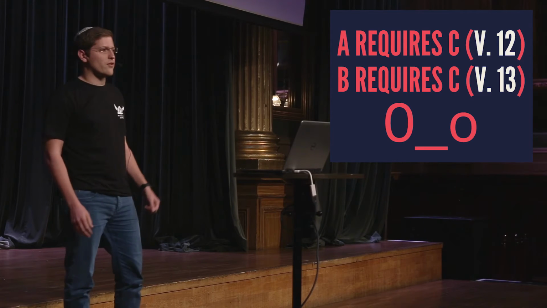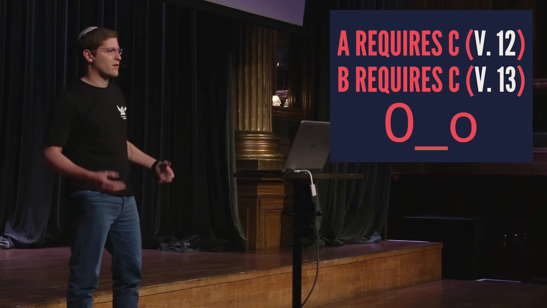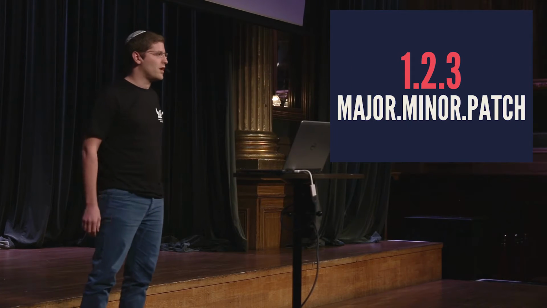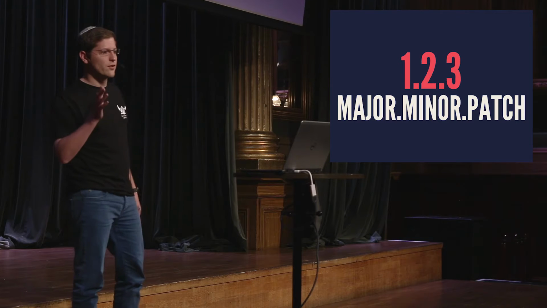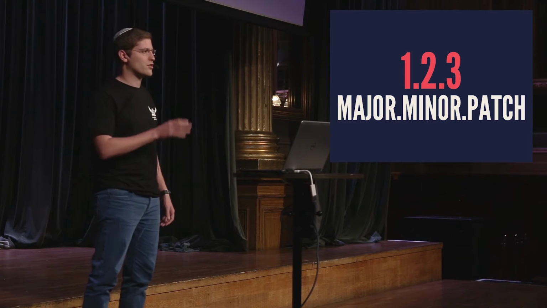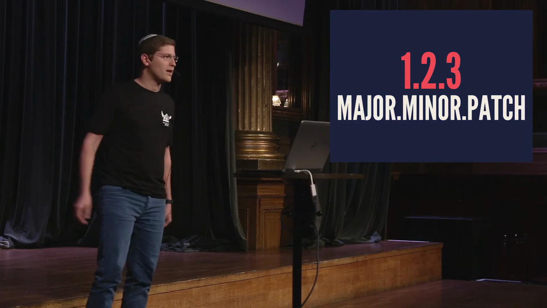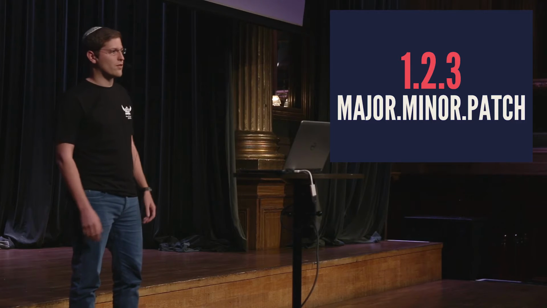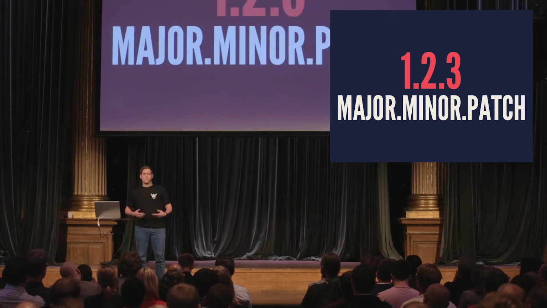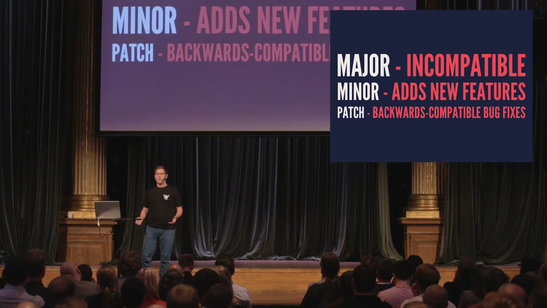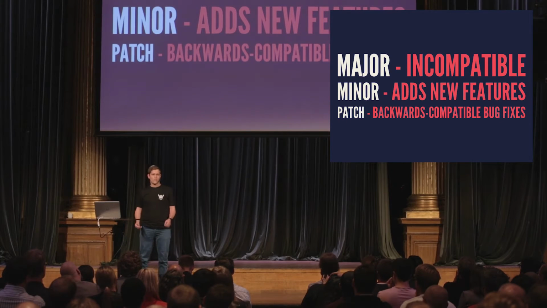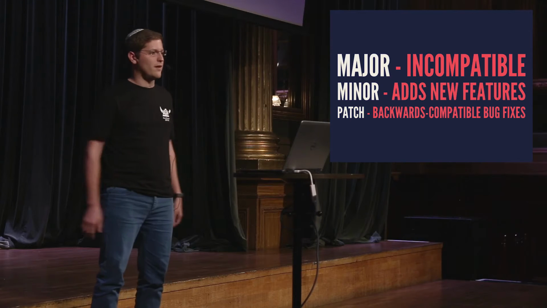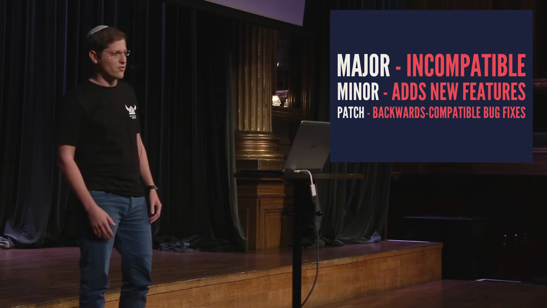So semantic versioning tries to solve both of these problems by saying that version numbers should be meaningful, and they should all look like this, 1.2.3, where 1 is the major version number, 2 is the minor version number, and 3 is the patch number. And changes to each of those numbers mean different things. If you change the major version number, it means you made a non-backwards compatible change. If you change the minor version number, it means you added new features in a backwards compatible way. And if you change the patch number, it means you added backwards compatible bug fixes.